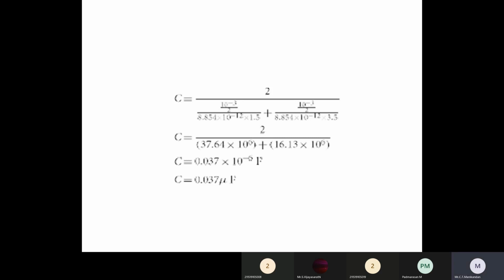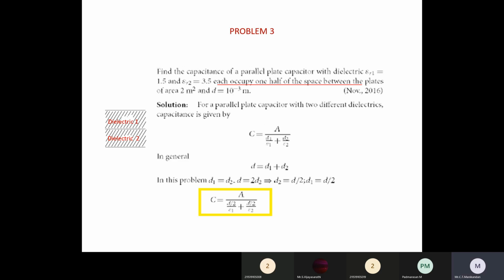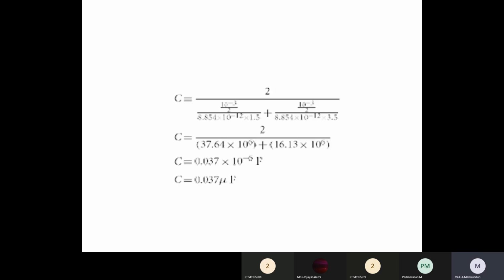Already we know the epsilon R values and all these concepts. Area value you know, distance value you know, epsilon R1, epsilon R2, all values you know. Only D we have to derive. What is the formula for D1 and D2? From the clue that I underlined, each occupies half of the plates. From that we can find the capacitance. So now we have found D1 and D2. Substitute those values and you will get the capacitance.